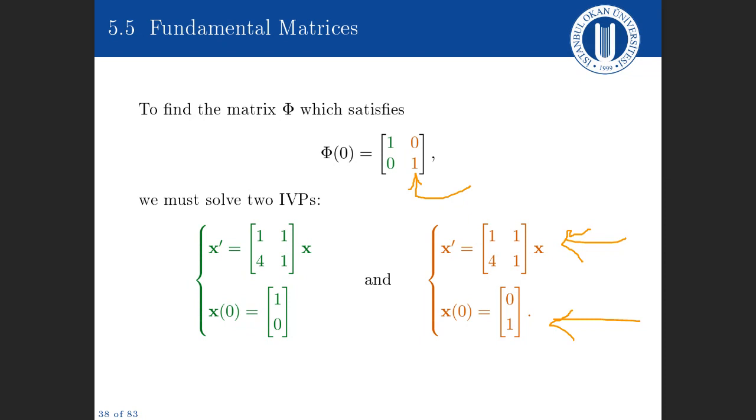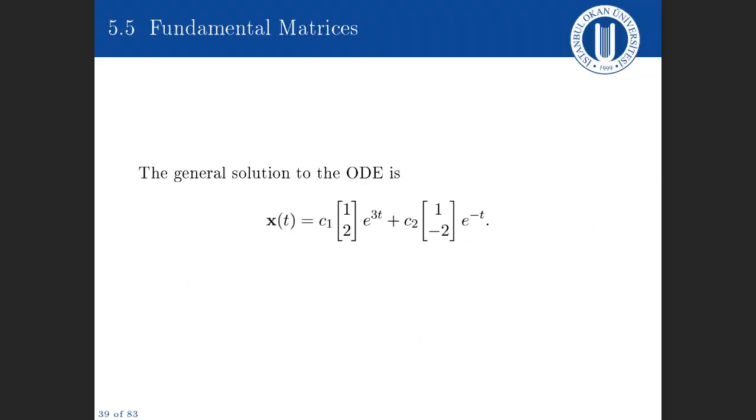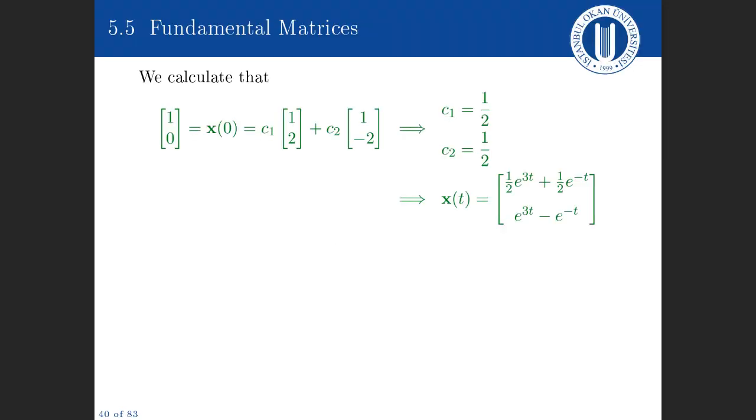We've already looked at this differential equation, so I can tell you that we've already found that the general solution to this differential equation is C1 times (2, 1) e to the power 3t plus C2 times (1, -2) e to the power minus t. We need to choose the constants so that we can satisfy the two initial conditions. First, let's do the left column.